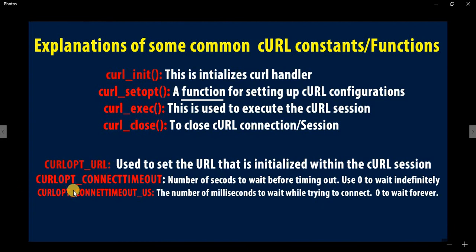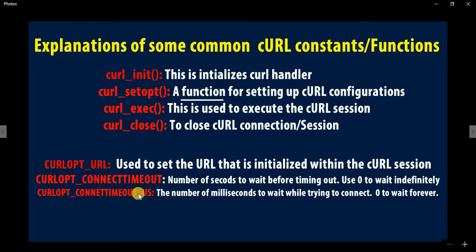And for the next one, which we call CURLOPT_CONNECTTIMEOUT, this allows us to set the number of seconds to wait before timing out. We can use 0 to make the application wait forever trying to make the connection. Basically, it allows us to enter the number of seconds that we want the application to wait before it times out. If you want it to wait for a second and time out, you can just add a 1 right there. And if you add 0, it's just going to wait forever.